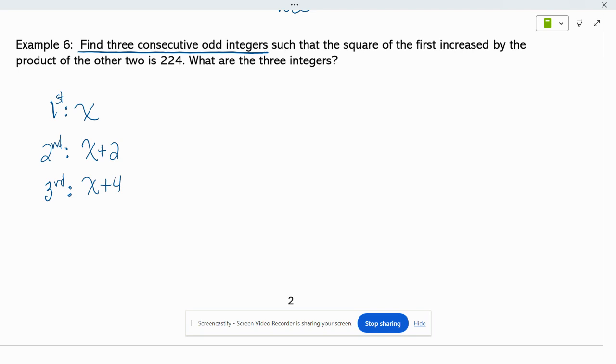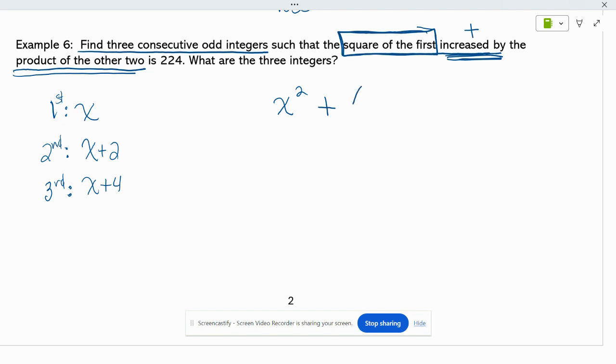Okay. It says such that, which just means this is like the qualifications for these integers. The square of the first, what's that look like? X squared increased by, so the word increased by means we're doing what to it? We're adding the product of the other 2 integers. Well, what are the other 2 integers?